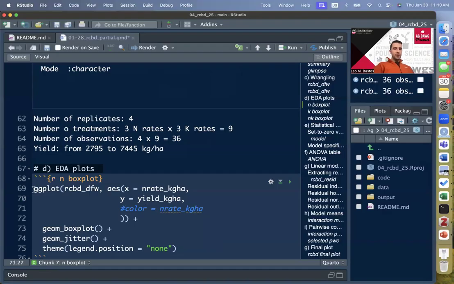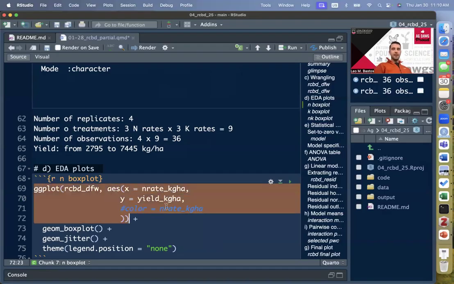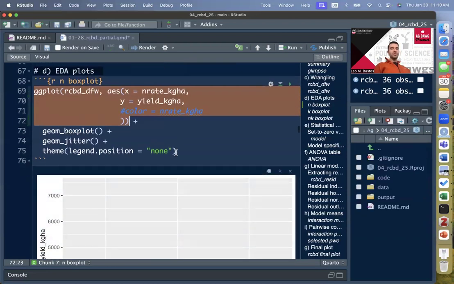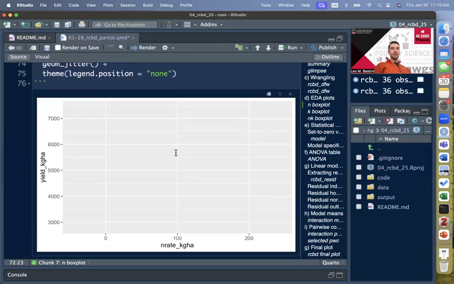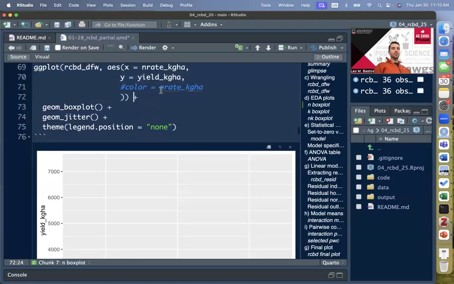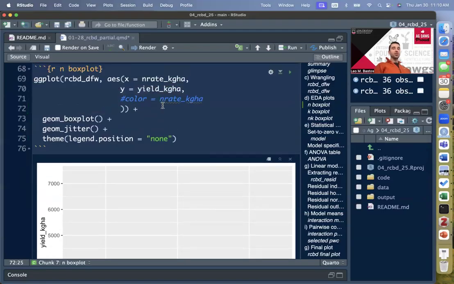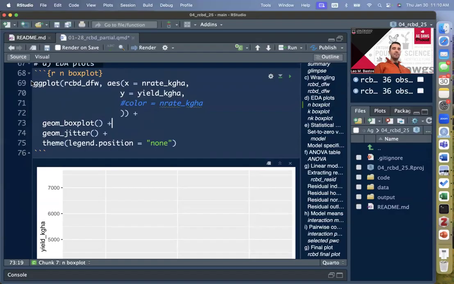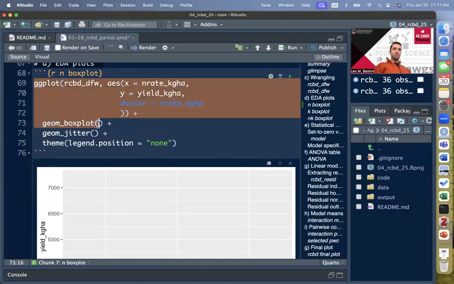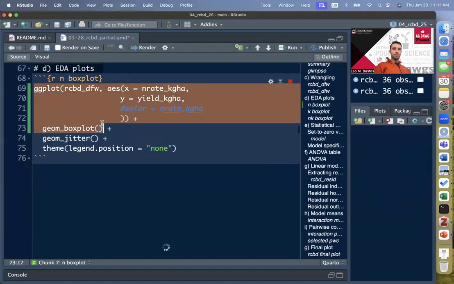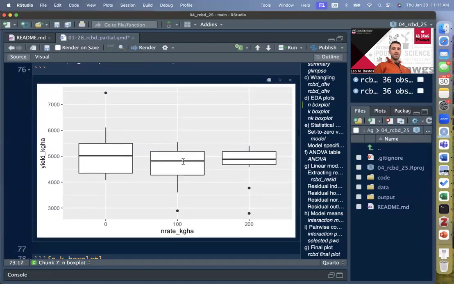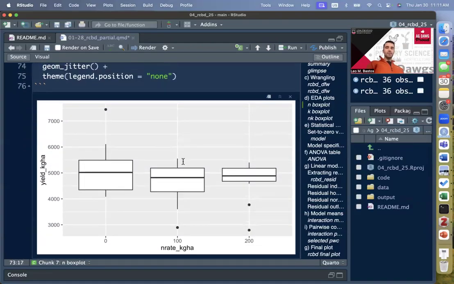If we just run until here, we put nitrogen rate on the X and yield on the Y. If we just run this, we just get that canvas, right? Until this point, I have not asked for a geom. Now, if I let it go until geom box plots, it's going to give us these 3 box plots for nitrogen.